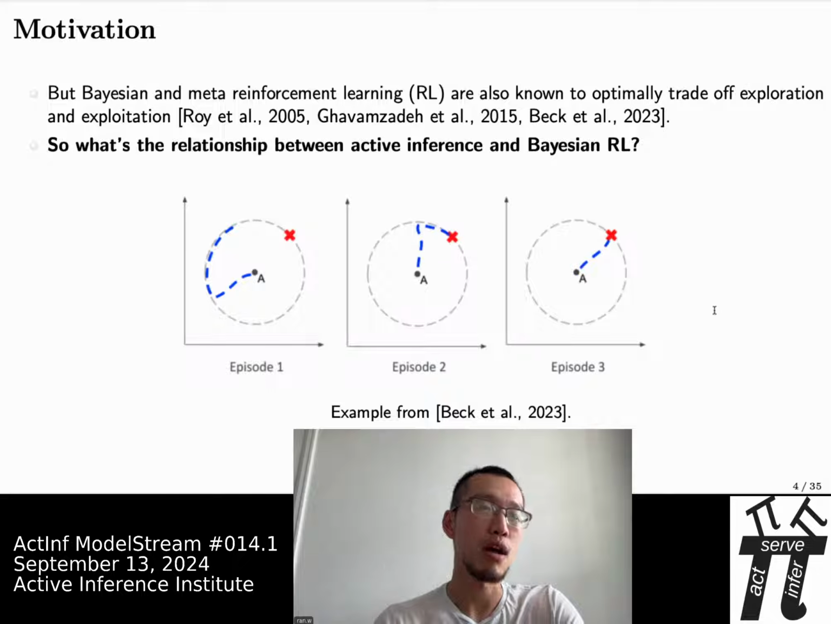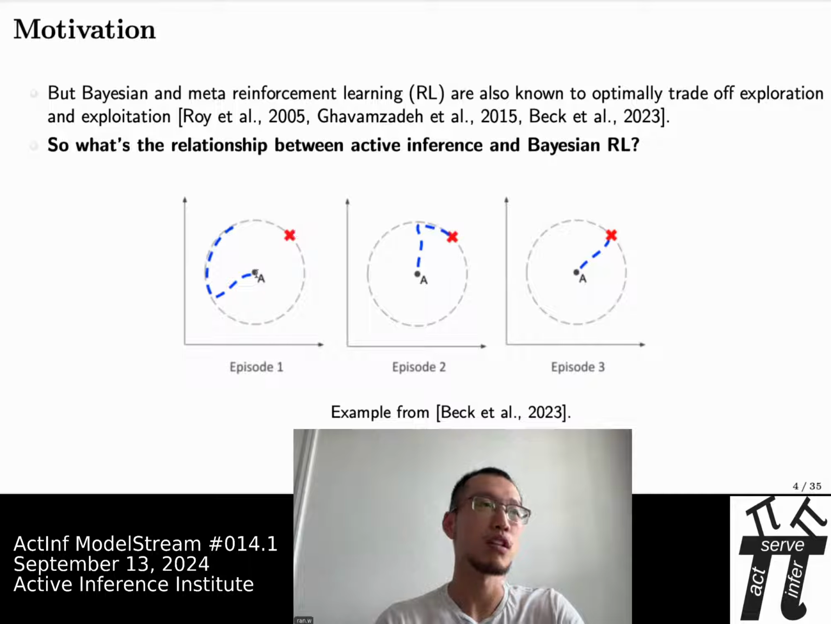Here we have an example from one of the more recent meta-RL surveys, where this is a very common benchmark in meta-RL. We start an agent in the center of a circle, and the goal position, which is unknown to the agent, will be somewhere along the circle. But again, it's never known to the agent. So what the agent has to do is explore along the circle to find the goal.